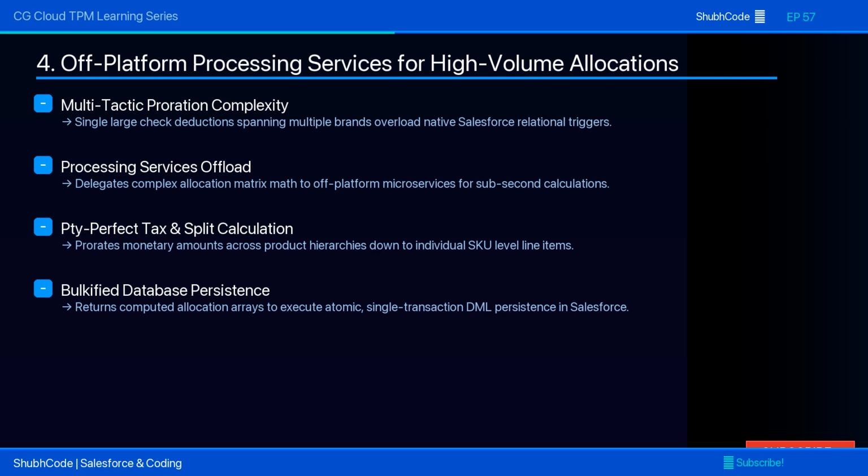Salesforce packages the deduction lines along with account trade agreements into a compressed JSON payload and offloads the calculation to the processing engine. The microservice executes matrix-based proration algorithms in milliseconds, computes the exact split down to the penny across all 50 tactics, checks fund balances, and returns the calculated payload to Salesforce for a single bulkified database writeback. This hybrid architecture keeps your core org blazingly fast and completely scale-proof.